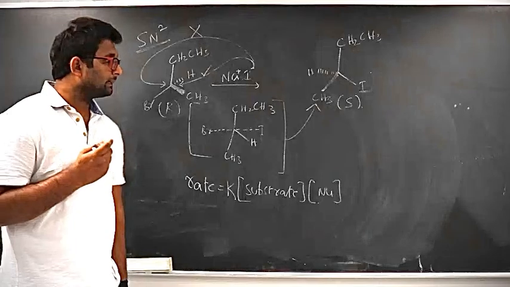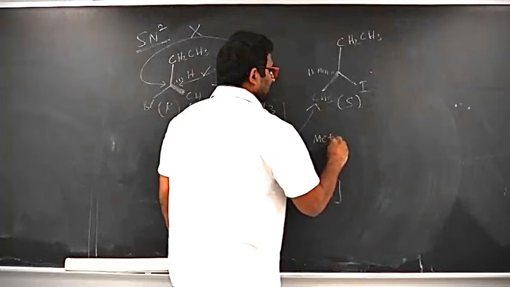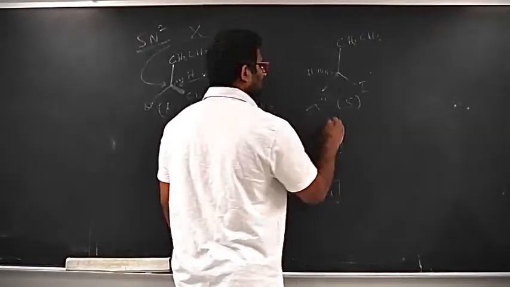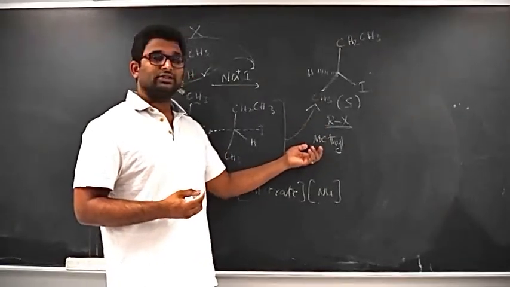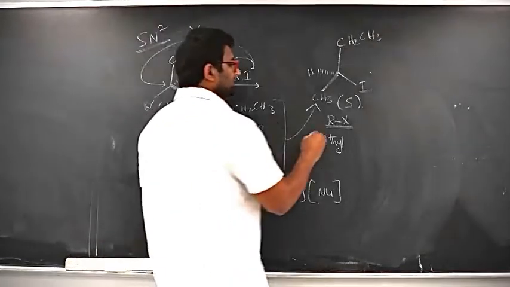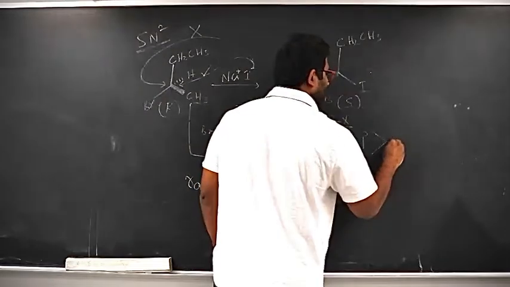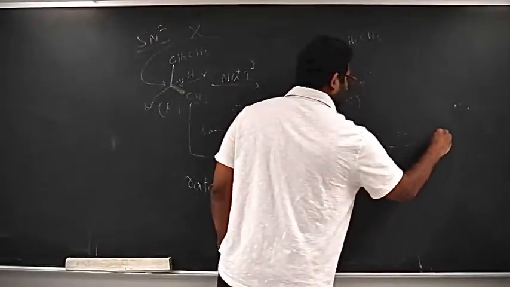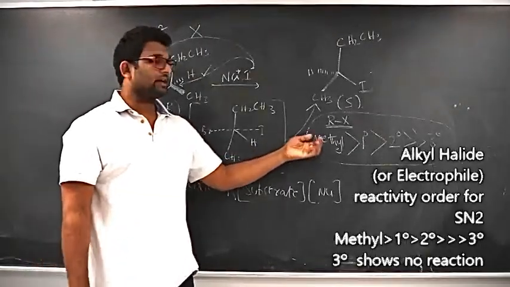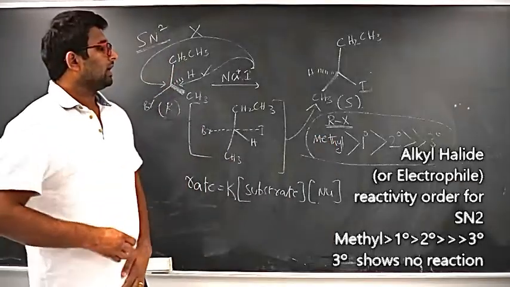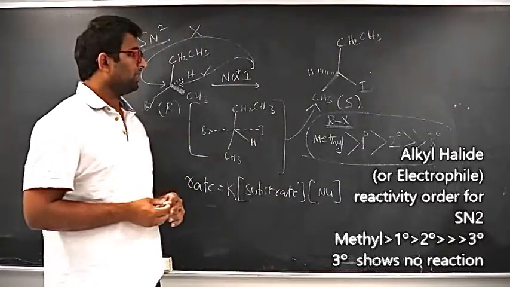So that brings me to the conclusion of the alkyl halides reactivity order for SN2. Methyl alkyl halides are very reactive, then primary, and secondary, and tertiary alkyl halides. Methyl alkyl halides are very reactive and primary alkyl halides too, followed by secondary, and tertiary alkyl halides almost show no SN2 reactions.